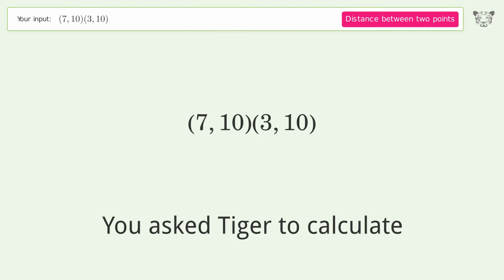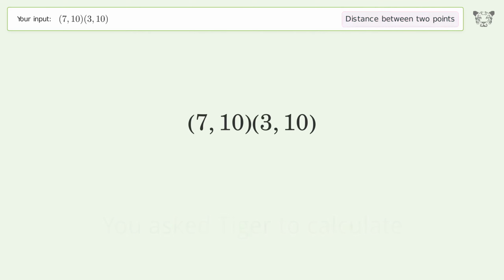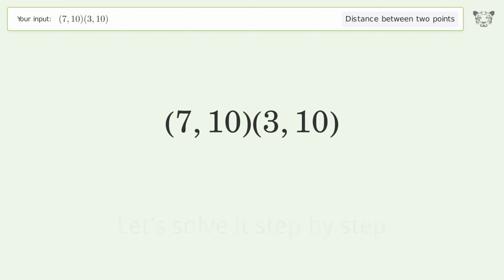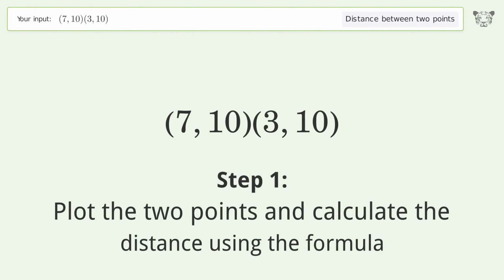You ask Tiger to calculate. This deals with the distance between 2 points. The distance between the 2 points is the square root of 16 or 4. Let's solve it step by step. Plot the 2 points and calculate the distance using the formula.